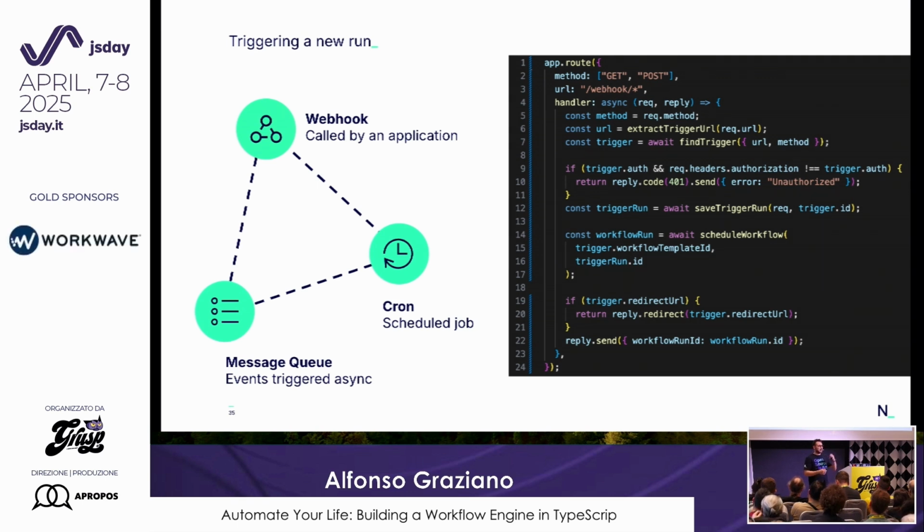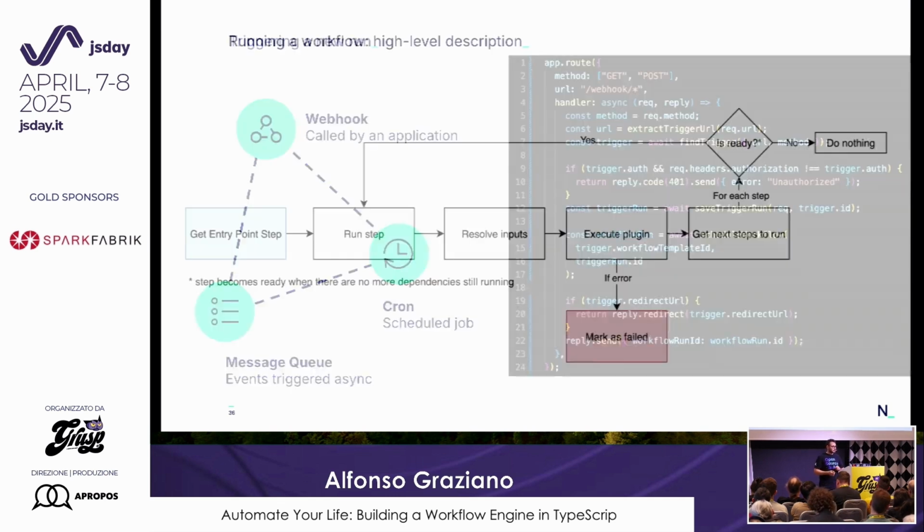Then we can implement how the trigger is triggered. The only thing that we have to do is find the trigger. As soon as we find the trigger within our database, we save the trigger run with all the information that we want, and then we can schedule the workflow. From there, it will be picked up by a worker.